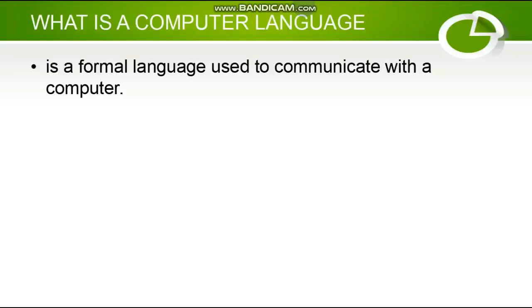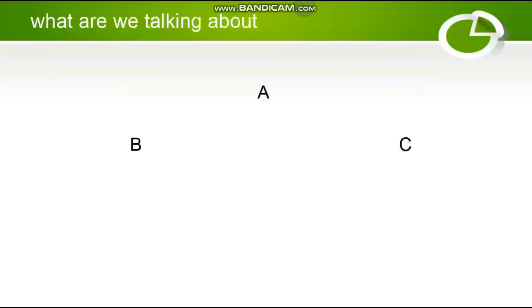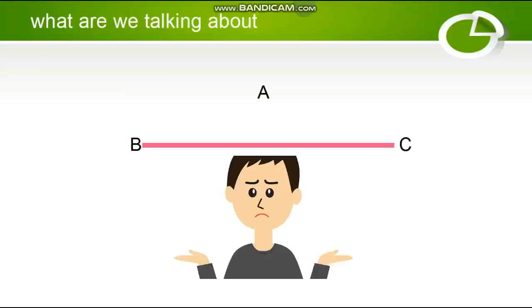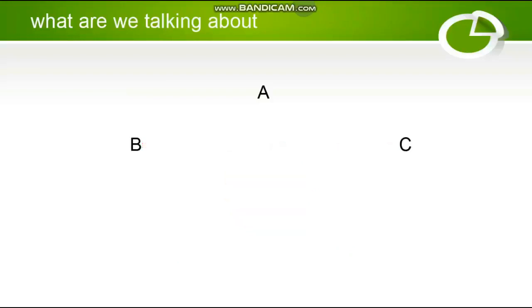It has some grammar, just like we do. Imagine these people, A, B, and C. Let's say C wants to communicate with B, but C speaks French and B speaks English. So in order for C to communicate with B, he must find a translator, and in this case it's A. This translator can understand both English and French.